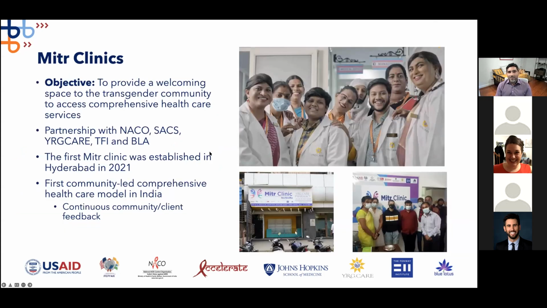The objective of the Mitra clinic was to establish a welcoming space for the transgender community to access comprehensive healthcare services. One thing we have learned from working in HIV in India and other parts of the world over the past 2 decades is that if you want to reach communities, you have to take a more comprehensive approach rather than focusing only on HIV, using multiple entry points where people can enter into services, and then leverage those various points of entry to deliver HIV and other essential services for these populations.